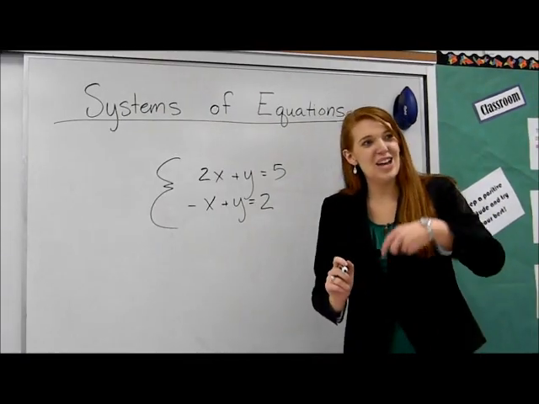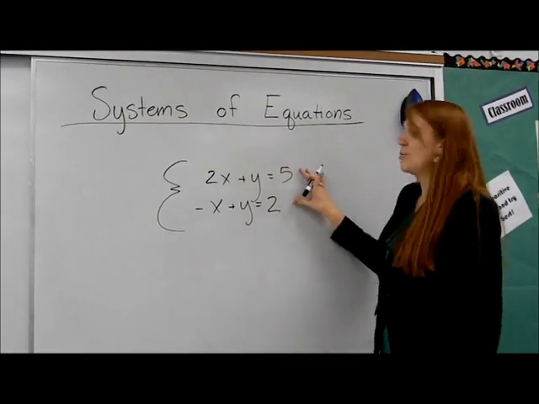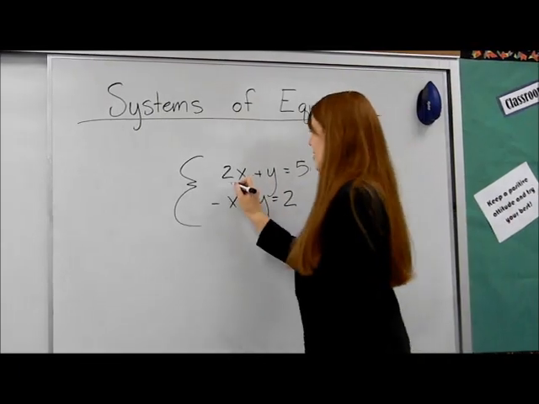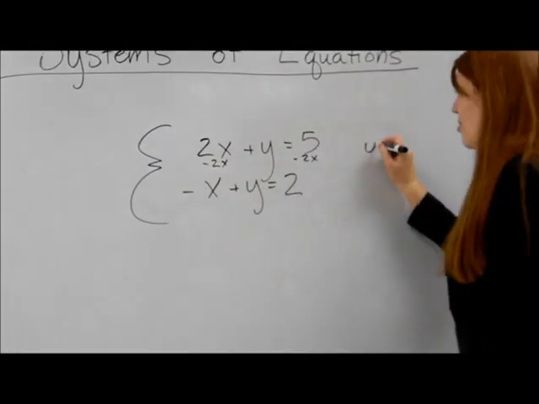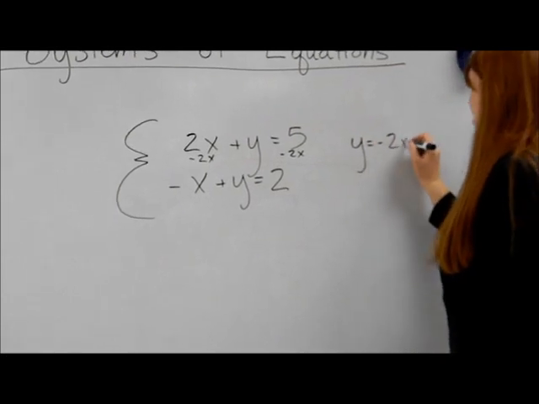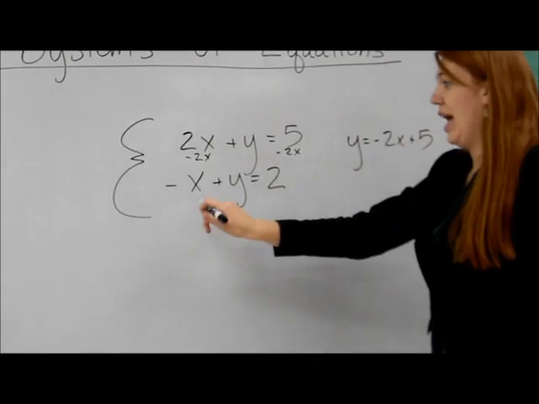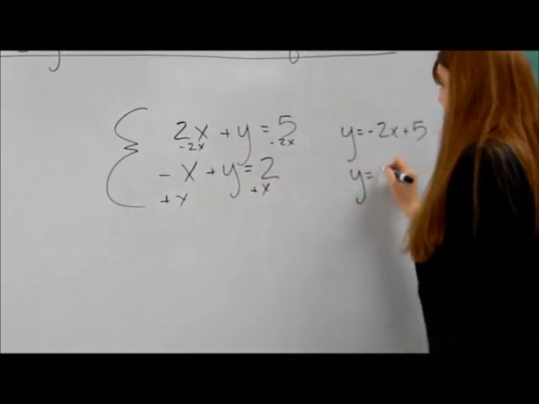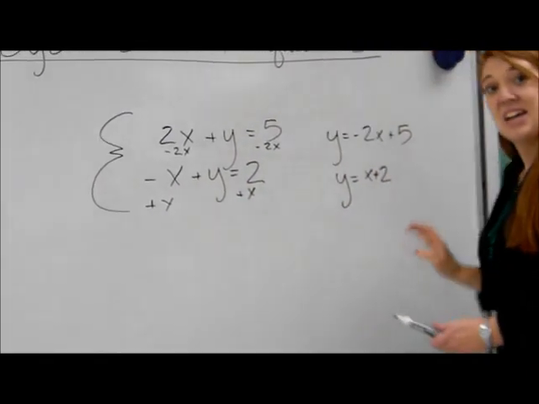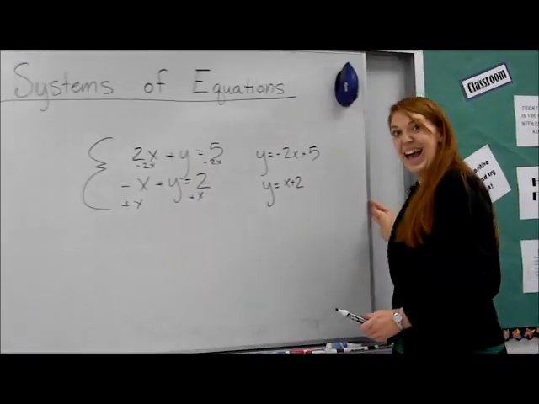Wow, dreams do come true. You're on fire, Nikki. Excellent job. So let's put these two in slope-intercept form. Subtract the 2x from both sides, and we get y equals negative 2x plus 5. Add x to both sides here. We get y equals x plus 2. Now let's graph these.